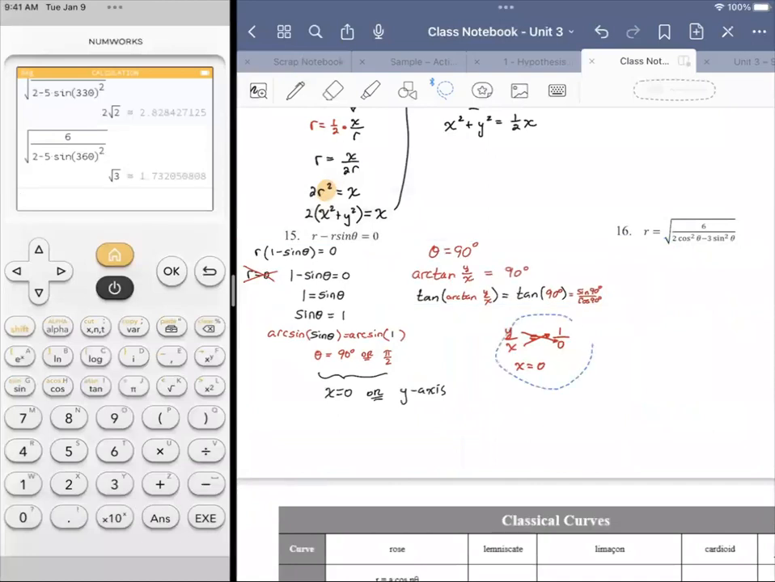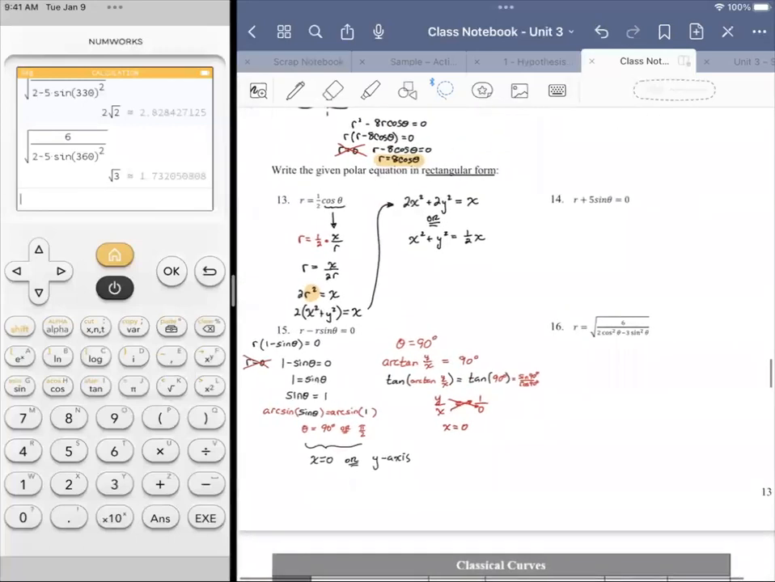That's why I brought up this, because if you recognize what theta equals 90 degrees means, then you could save yourself from having to do all this stuff. All right. So that's where we're going to leave it for tonight, because we definitely need some time to digest this before we work on classical curves. I'm going to start off next class by going over the ones I skipped.